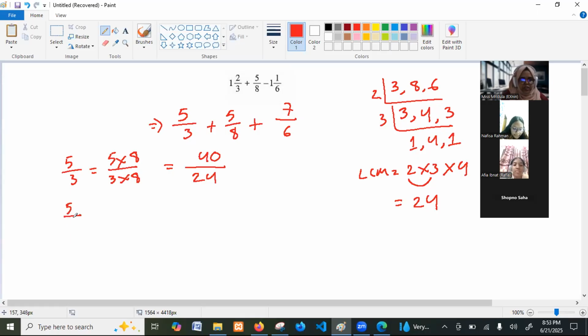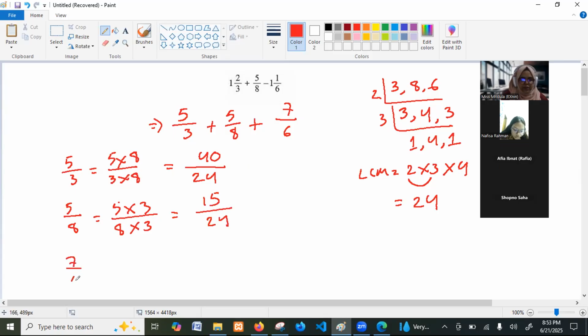Okay, the second one is 5 by 8. So we have to do the opposite of it. It should be multiplied by 3, multiplied by 3. 3 5s are 15 and 8 3s are 24. The last one, 7 by 6. So 6 times 4 is 24. So we are doing the same in the numerator. 7 4s are 28 and we have 24. So we have all the things that we need.